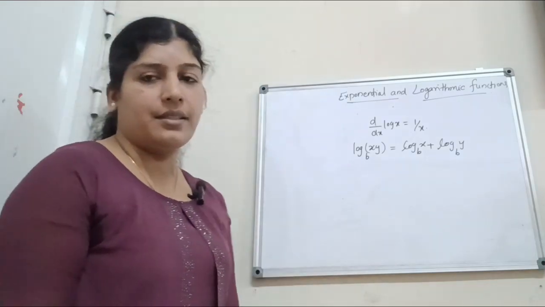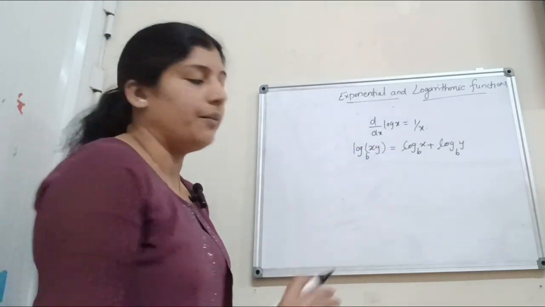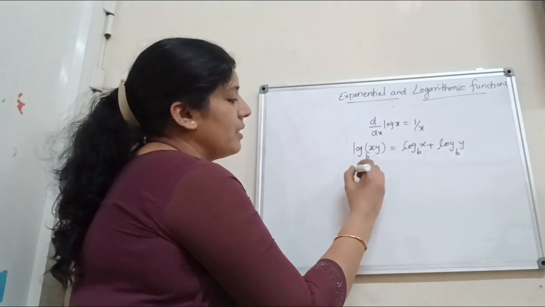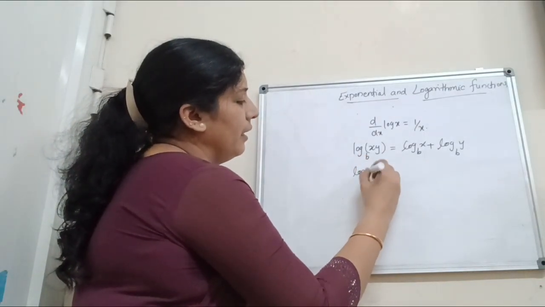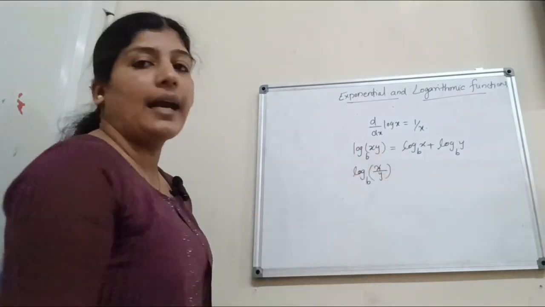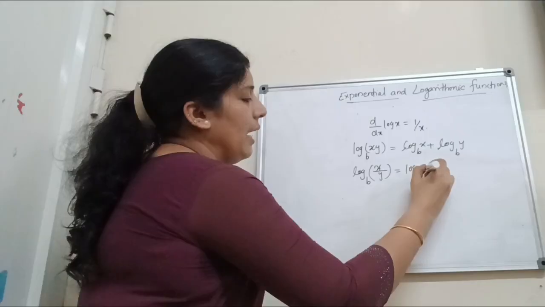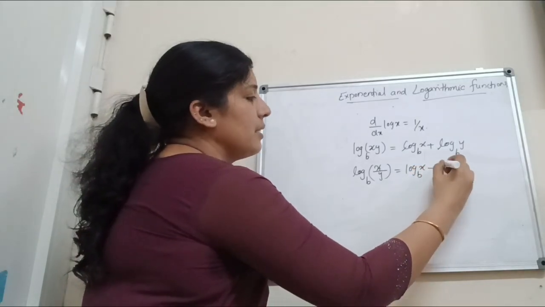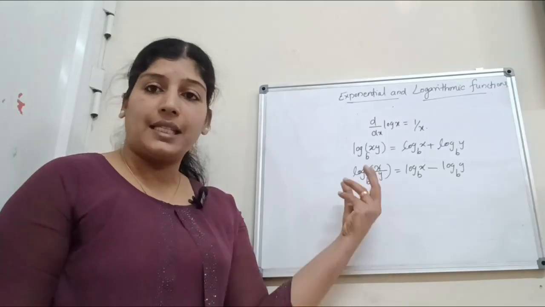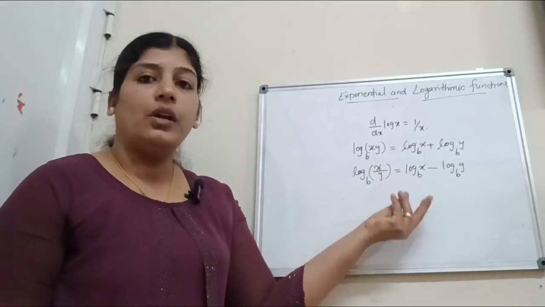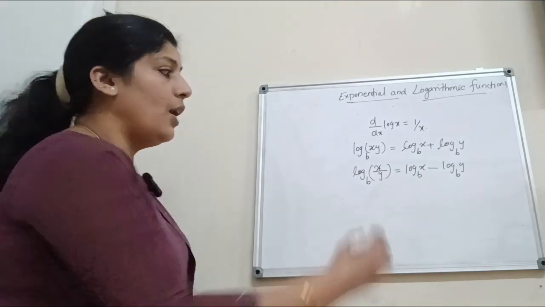Here b is the base. Nothing but log xy equals log x plus log y. It is the product rule. Next, we can consider the quotient rule. Log of x by y to the base b is equal to log x to the base b minus log y to the base b. That is, log of x by y equals log x minus log y. It is the quotient rule.